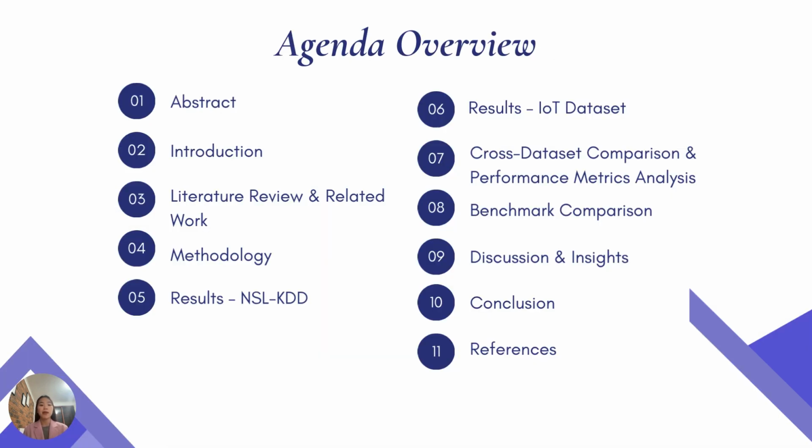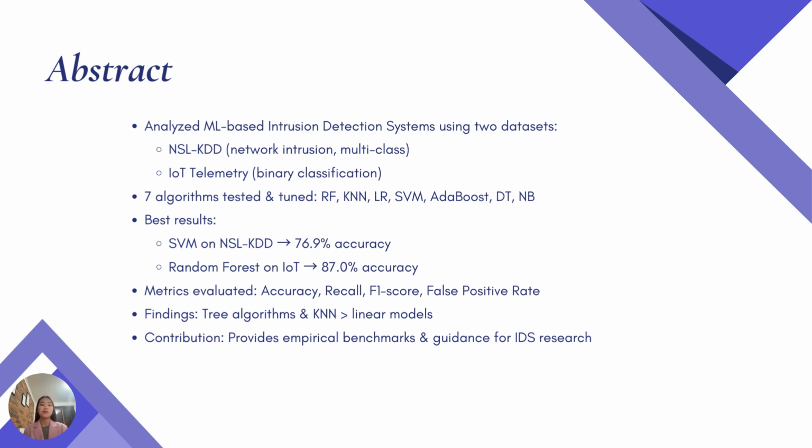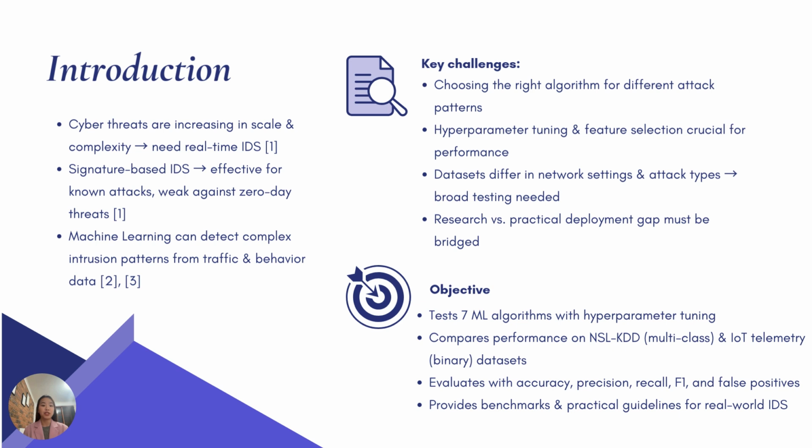So here is today's roadmap. This project tested seven machine learning algorithms on two cybersecurity datasets, NSL-KDD and IoT telemetry. I optimized them with hyperparameter tuning and evaluated using accuracy, recall, F1 score, and false positive rate. Results show SVM was best on NSL-KDD with about 77% accuracy, while Random Forest led on IoT with 87%. Overall, tree-based algorithms can outperform linear models, providing practical benchmarks for IDS research.